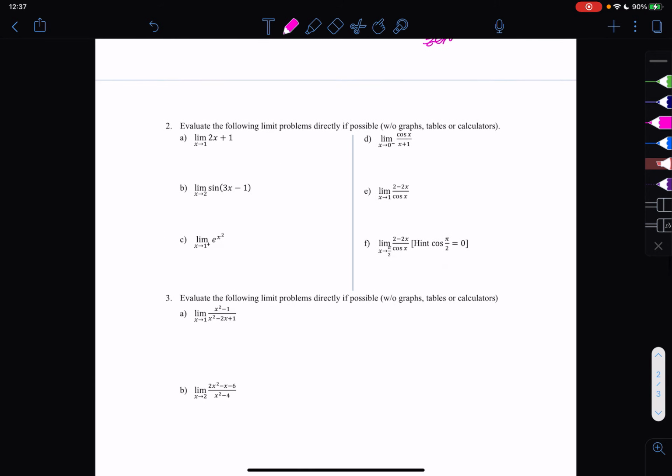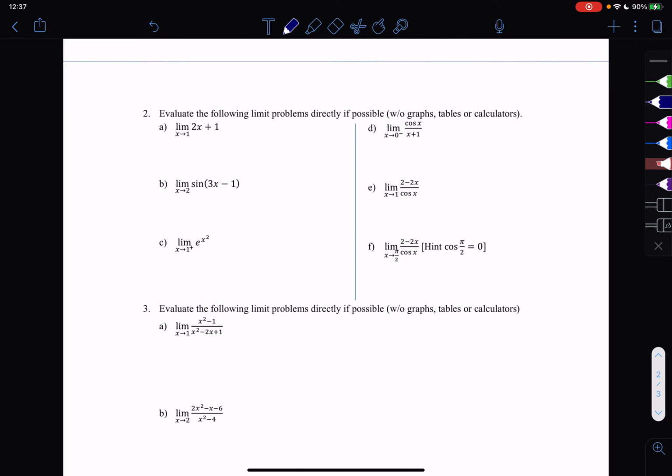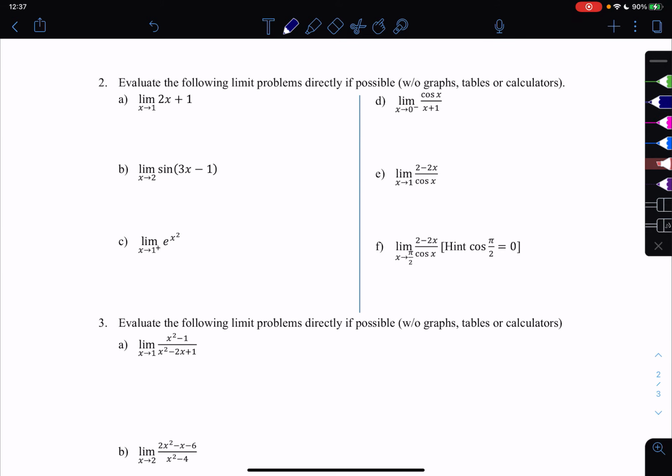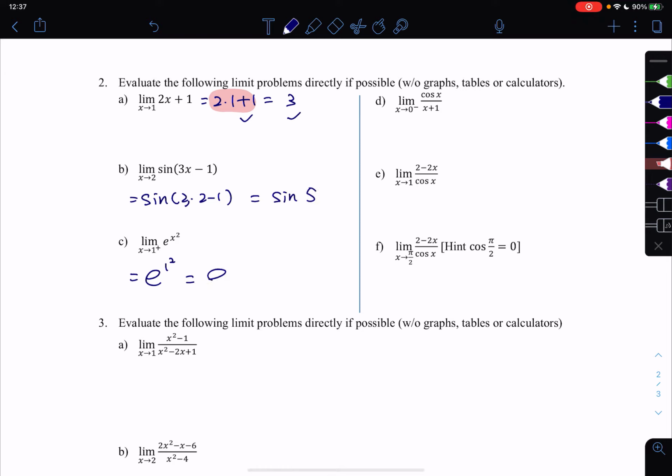So let's continue with the rest. We want to evaluate limit problems, and I say the intuitive idea is always substitution. You don't have to simplify, so either step would be accepted as a final answer. So what I end up with is sine of 3 times 2 minus 1, and it's e to the 1 squared, right? Of course, you could always simplify them, so you end up with that.